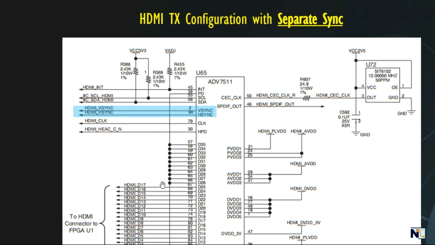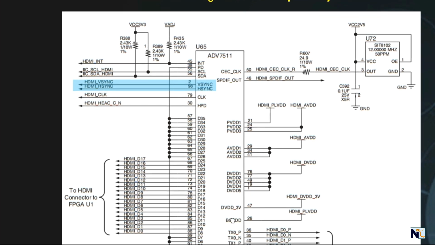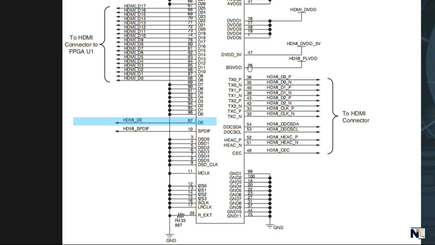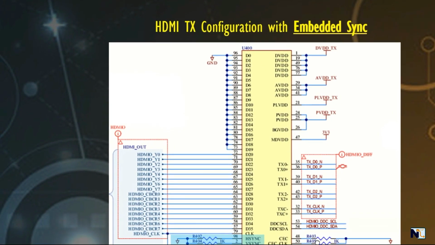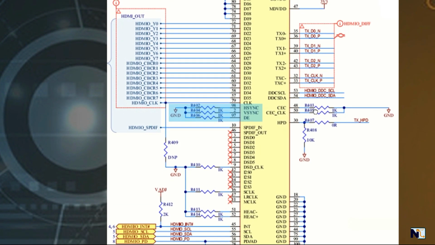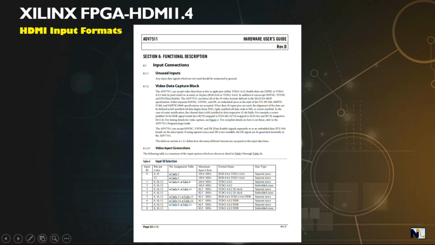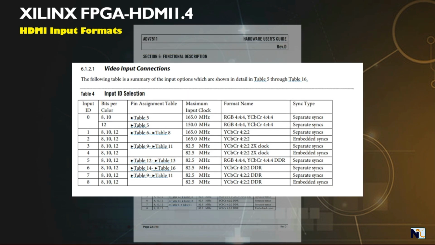Separate syncs means the IC has distinct pins for sync signal input, so the input data and sync signals are separated from each other. On the other hand, embedded syncs means the IC still has pins for sync signals, but they are not used or mostly grounded. Therefore, the input data has the sync information embedded within the parallel data. This can be observed in the following pictures, highlighted by the blue colors. The table summarizes the various input formats supported by the HDMI IC. Whichever FPGA boards or any other devices use the ADV7511 HDMI IC will have one of the above pin configurations.